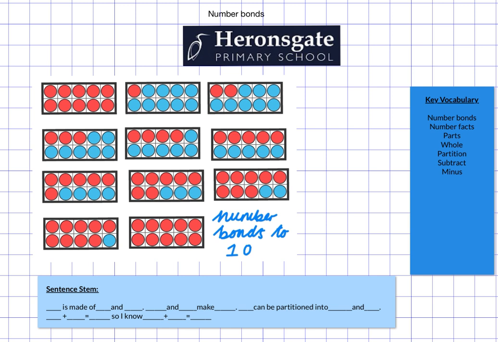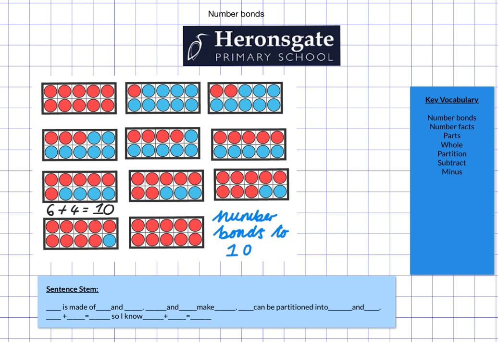Once we've learnt all our number bonds to 10, so all the way from 1 up to 10, we can also use them to help us with subtraction. So, for instance, if I take this number fact here, so this number fact is 6 plus 4 equals 10, then I can use that, using my understanding of addition and subtraction, to come up with the corresponding subtraction fact.